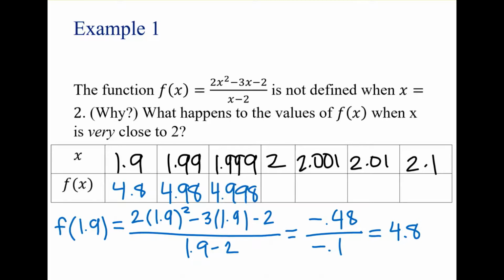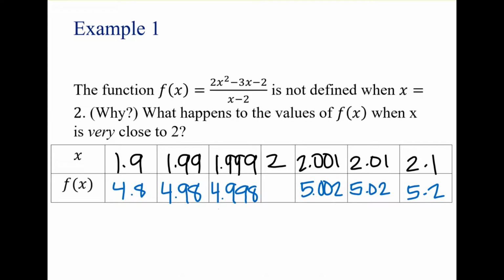Now let's repeat the same procedure with the values to the right of 2. When we substitute 2.1, we get 5.2. When we substitute 2.01, we get 5.02. When we substitute 2.001, we get 5.002. Now let's interpret the values on the table.